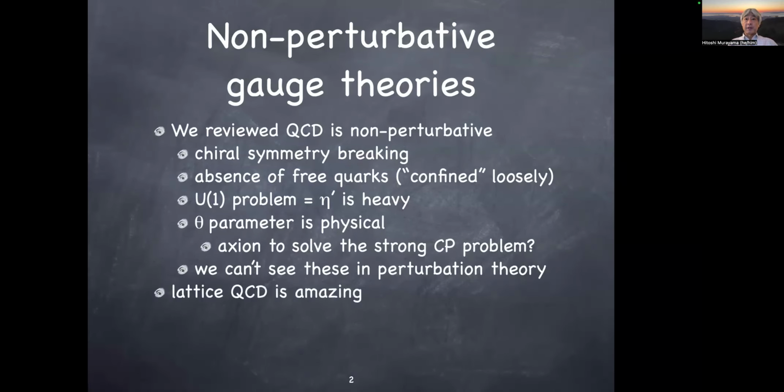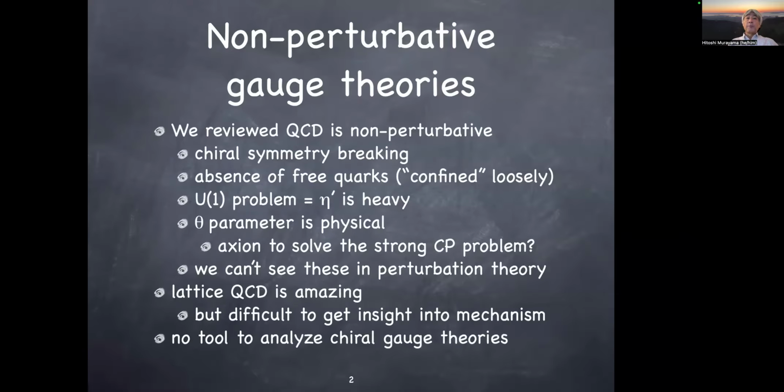And lattice QCD, of course, is amazing. They can do a lot of quantitative calculations, including these non-perturbative effects. But it's a kind of black box. It's difficult to get insight into what exactly is going on in the theory. So that's why we try to think of something else to do. And in particular, when you move away from QCD and think about chiral gauge theories, right now there are basically no tools to analyze these theories at all. So having a definite methodology would be, of course, very, very welcome.